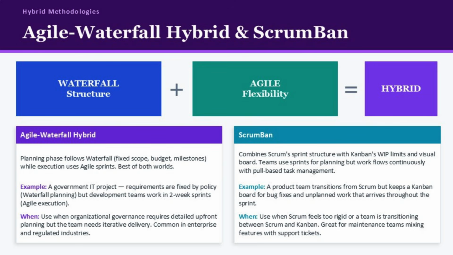ScrumBan is a blend of Scrum and Kanban. Teams keep Scrum's sprint planning cadence for structured work, but add Kanban's WIP limits and visual board to handle unplanned work, like bug fixes and urgent requests, that don't fit neatly into sprint commitments. This is especially useful for teams in transition. Maybe you started with pure Scrum but found that support tickets kept disrupting your sprints. ScrumBan lets you formalize that reality: planned work in sprints, reactive work on the Kanban board, all visible in one place.